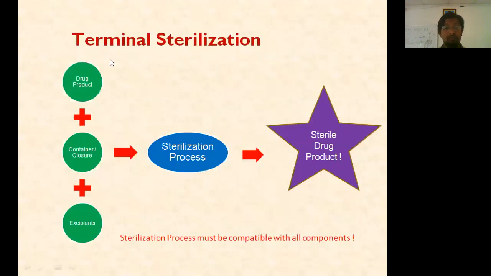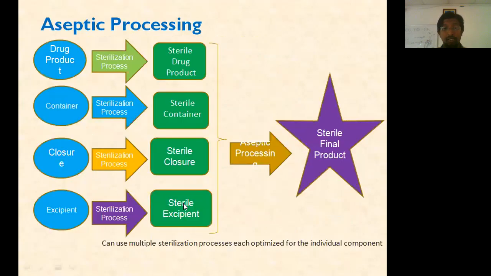So you can see here, the terminal sterilization process must be compatible with all components. In terminal sterilization, the drug product is taken, mixed, then filled in containers, excipients also taken, added in containers, mixed properly, sterilization process, and sterile drug product was got. So after mixing all those things, you are going for sterilization. Whereas in aseptic processing, you can see the drug product.